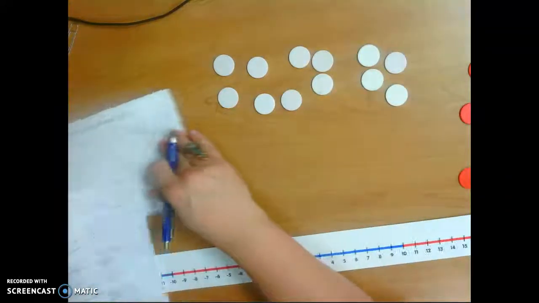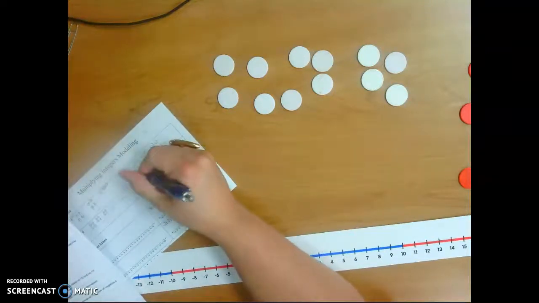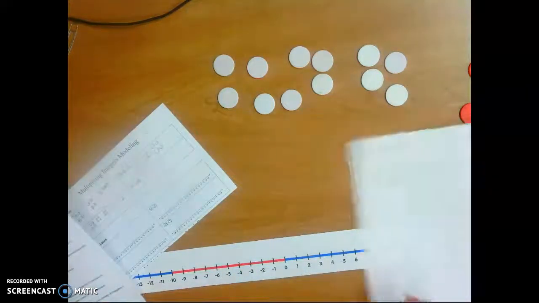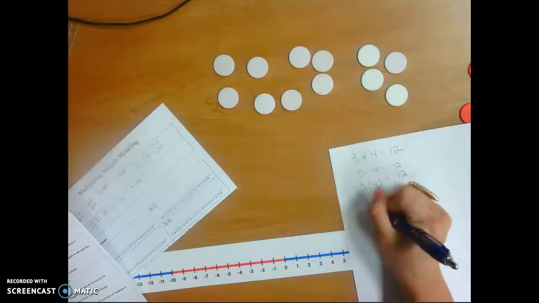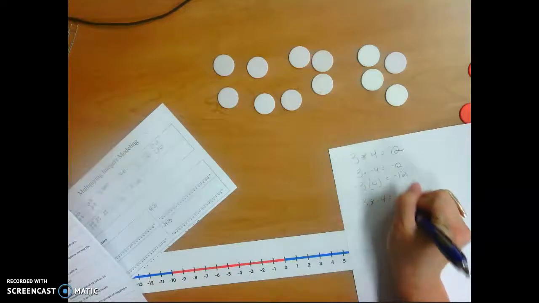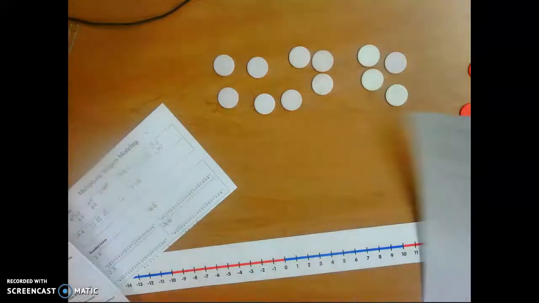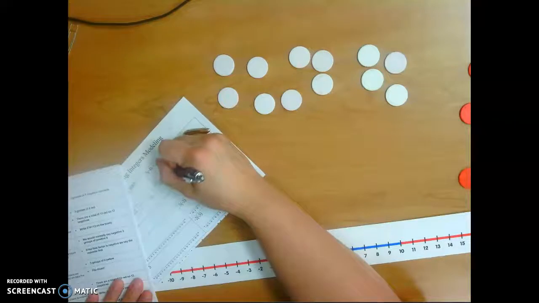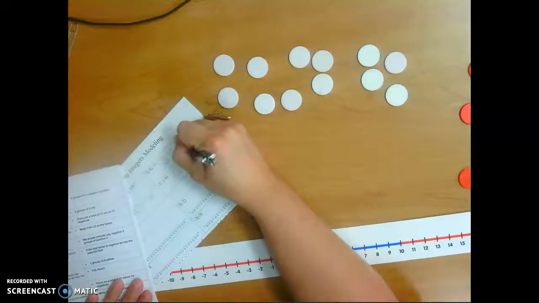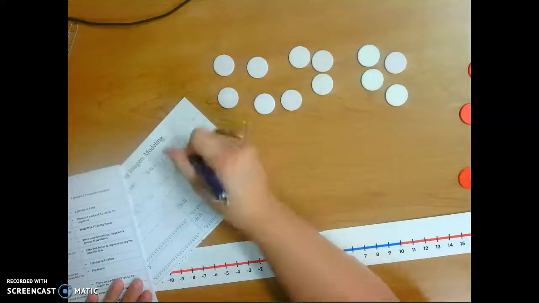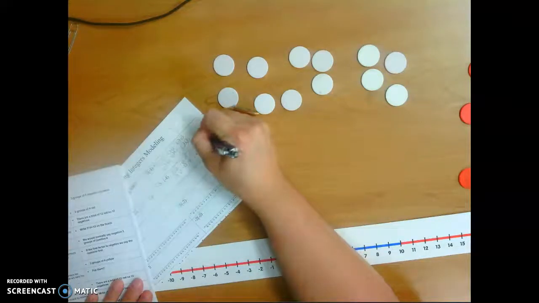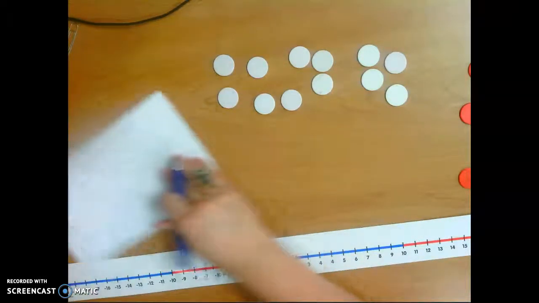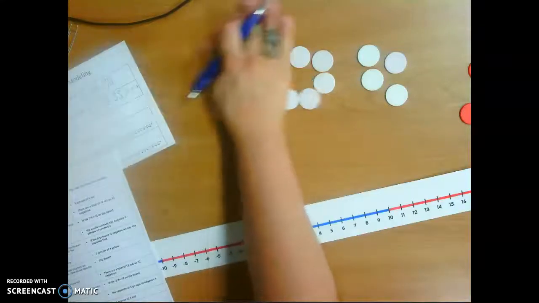So the opposite of 3 groups of negative 4 ends up being a positive 12. Okay, so then they will model this: 3 groups of negative 4. And then we're going to take the opposite of that, which ends up being a positive 12. Okay, so that is how we model with the counters.